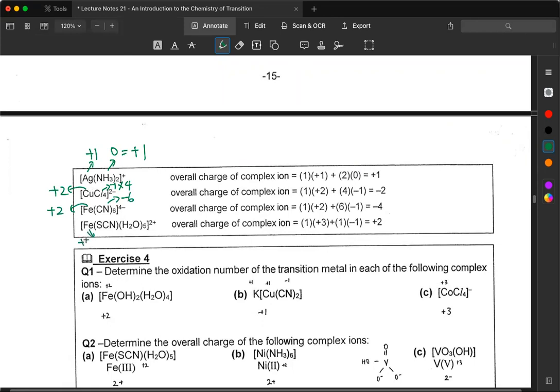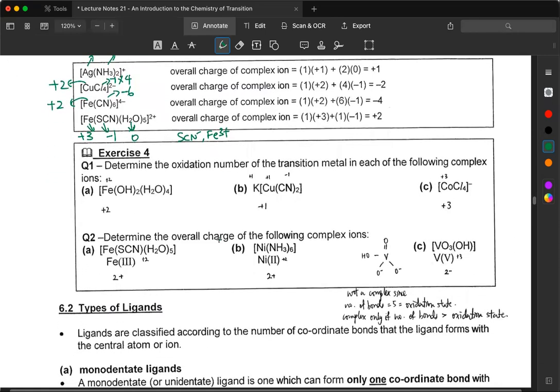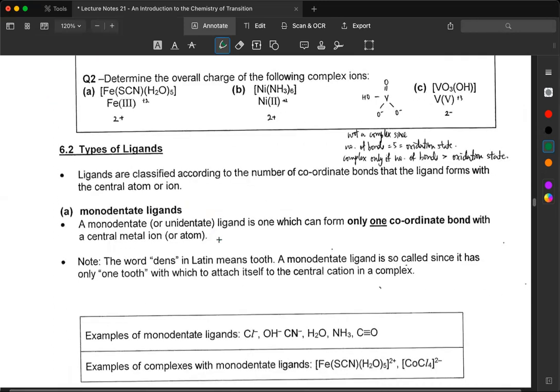This is +3, then CN is -1. This is 0, so you have 3 minus 1 gives you +2. Okay, so here are some more practices you can try by yourself. Okay, no time to go through. Now, the types of ligands.